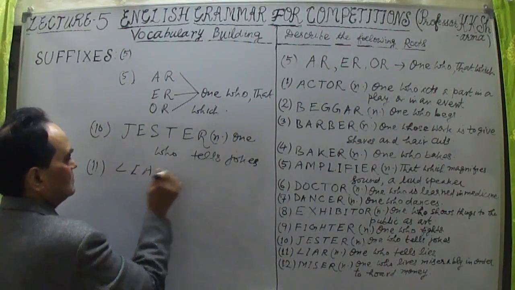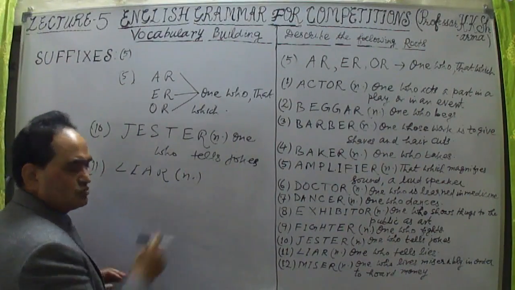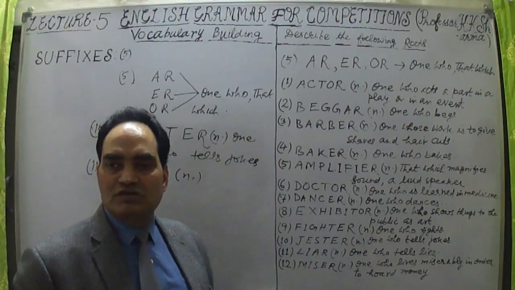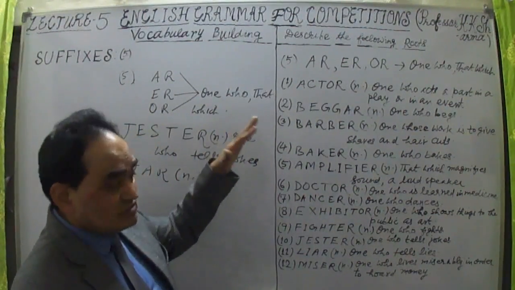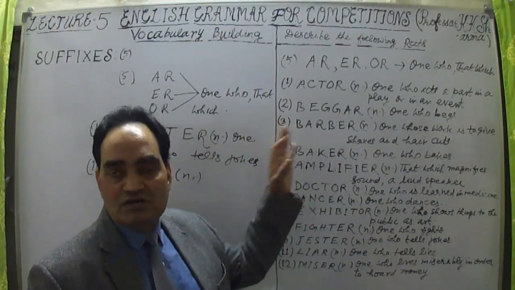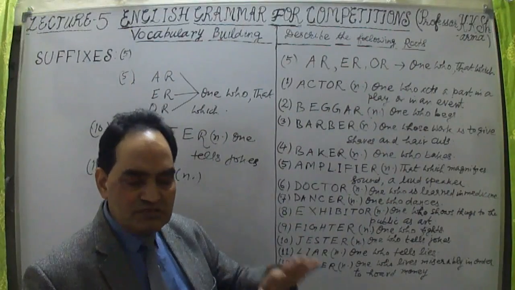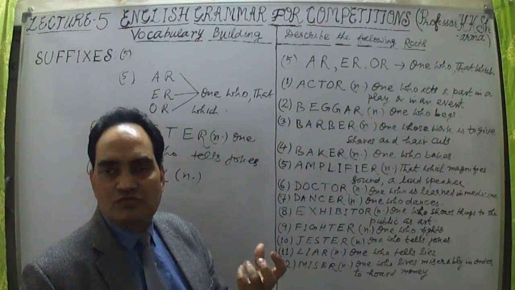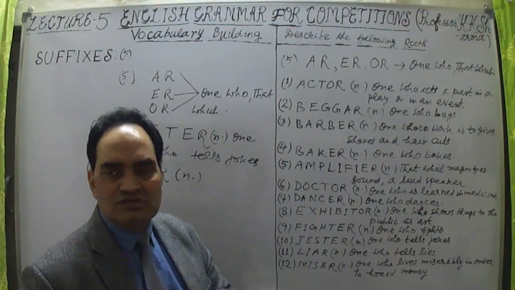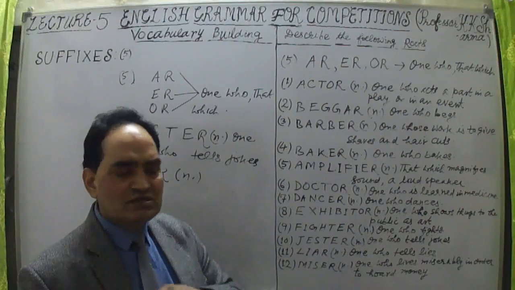L-I-A-R. Liar, noun again. All these are nouns, because these are the living and non-living, but they are mostly nouns. So these three are noun forming suffixes. Please note this down, very important, very powerful suffixes. These are the easiest ones. Easiest why?